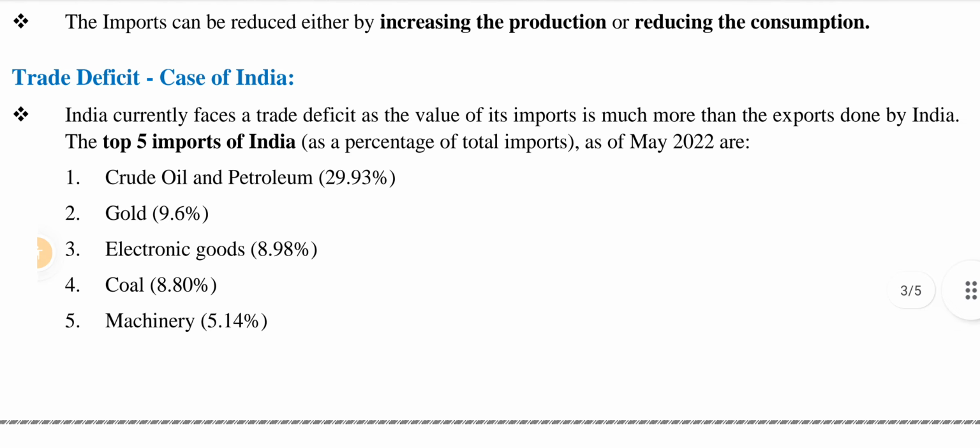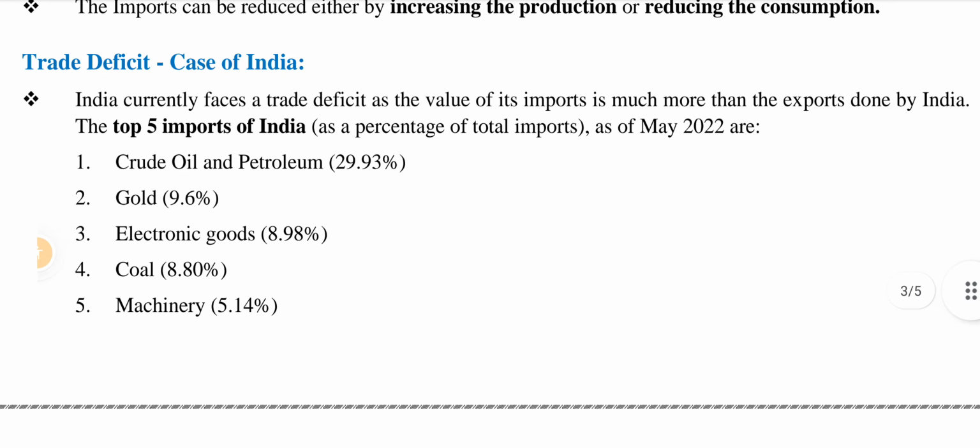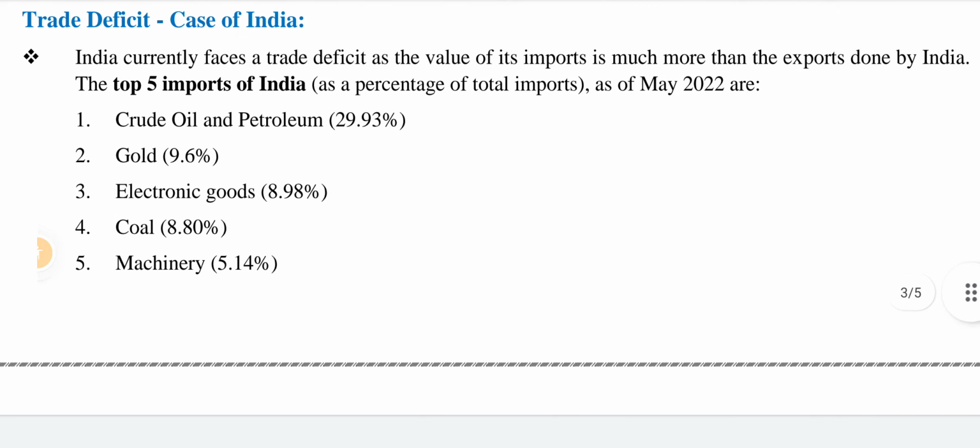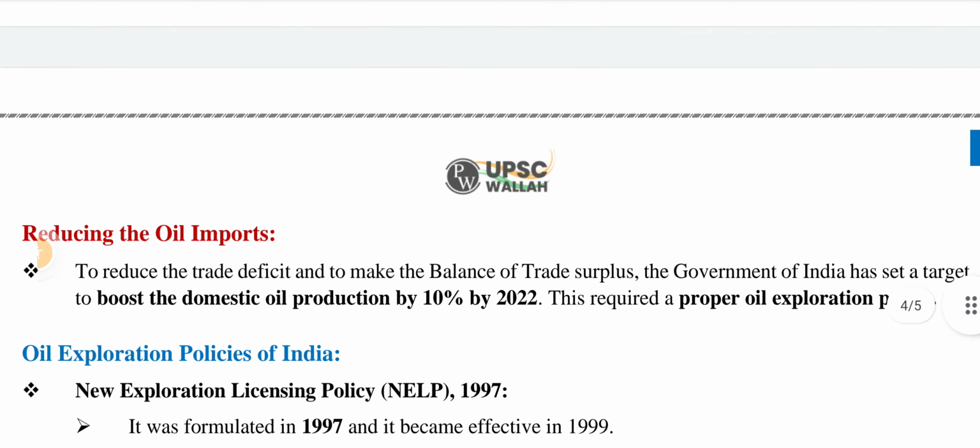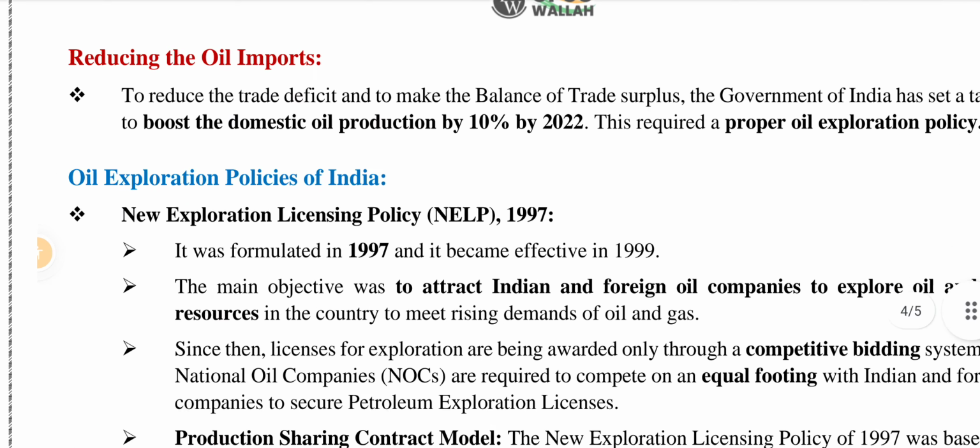Trade deficit case of India. India currently faces a trade deficit as the value of its imports is much more than the exports done by India. The top 5 imports of India as a percentage of total imports as of May 22 are crude oil and petroleum 29.93%, gold 9.6%, electronic goods 8.98%, coal 8.80%, and machinery 5.14%.